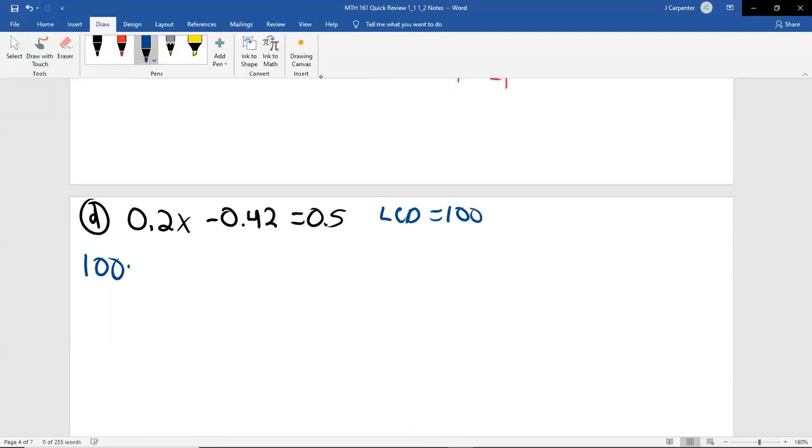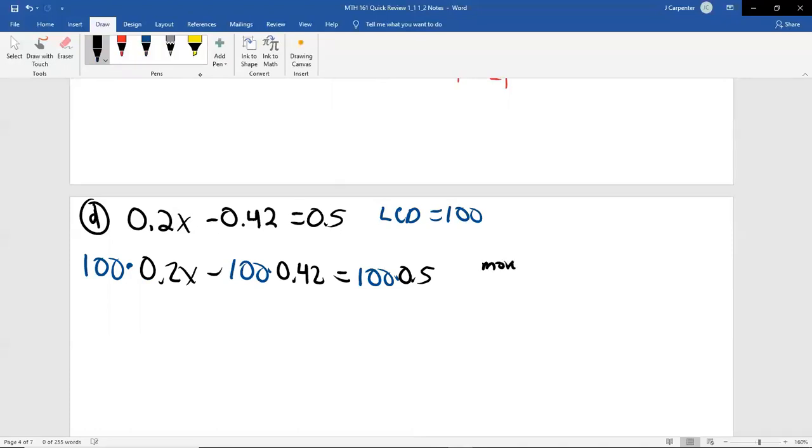So we'll multiply 100 by the 0.2x, then 100 times the 0.42, and then 100 times the 0.5. Now the great thing about multiplying decimals by powers of 10 is it just moves the decimal right twice. It just moves each decimal right twice. If we were multiplying by 1,000, it would move them right 3 times.